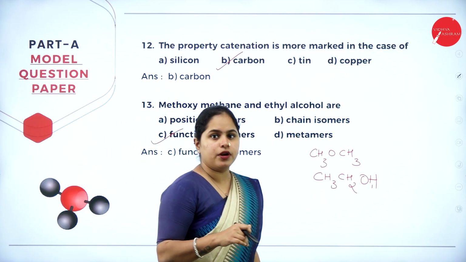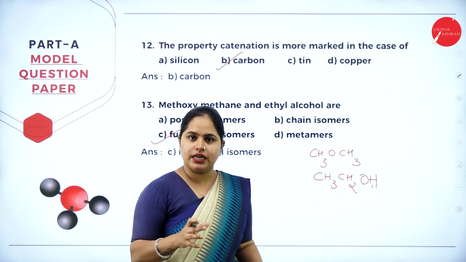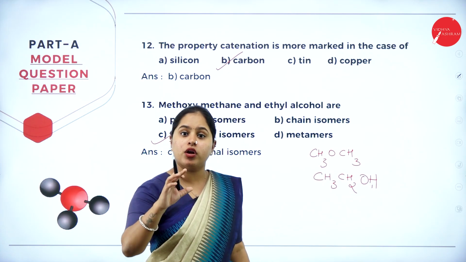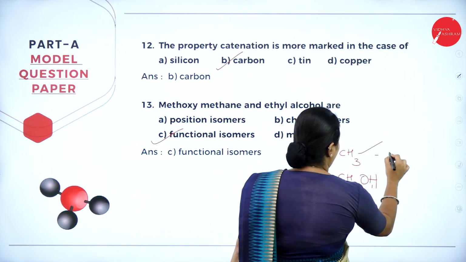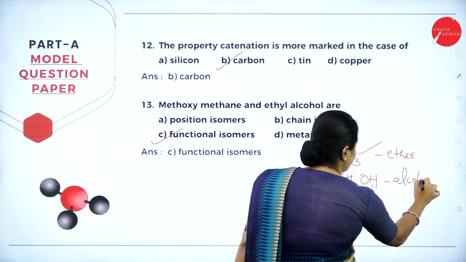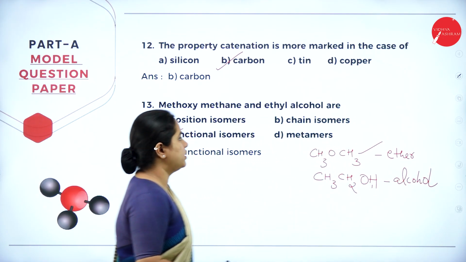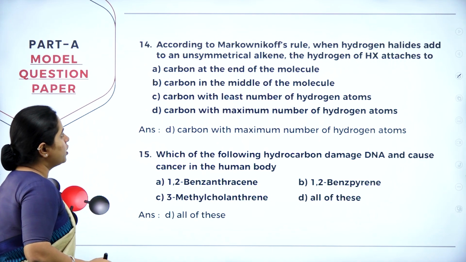And this is an example of an alcohol. So, if the position of this oxygen atom is changing, what is happening? You are getting two different functional groups, right? So, this is an example of an ether and this is an alcohol. So, you are getting two different functional groups. So, it is an example of a functional isomer. I hope it is clear. Moving on to the next one.